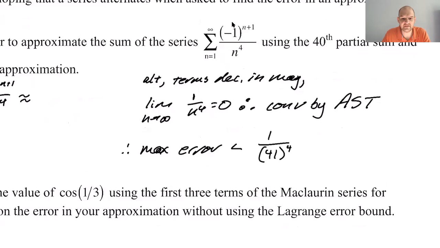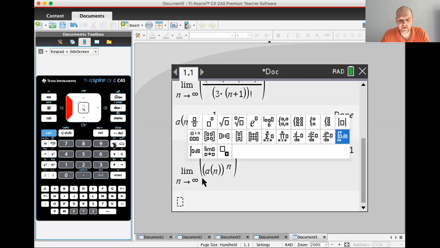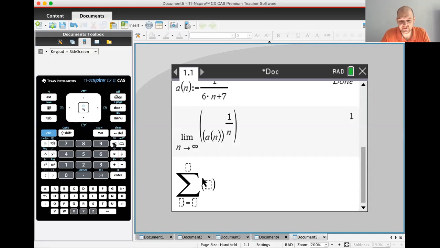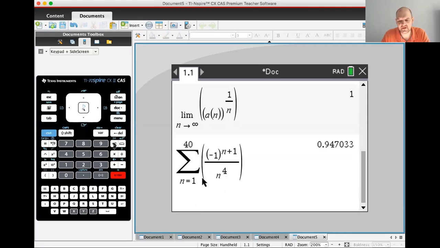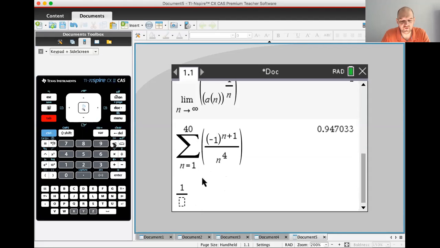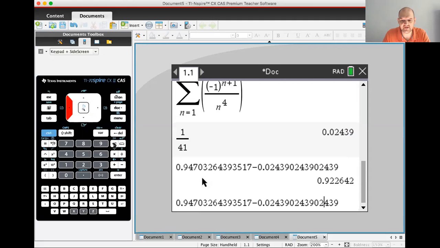Let's see. Share calculator. So if I want to do the sum, I know it converges. So now it's just a question of how close do I want to get? (-1)^(n+1), and then n to the 4th. So it's really small. And then 1 over 41 to the 4th is incredibly small. So that's how wrong you could be. The true value is somewhere in between this minus this and plus. So the actual value is somewhere in this interval.